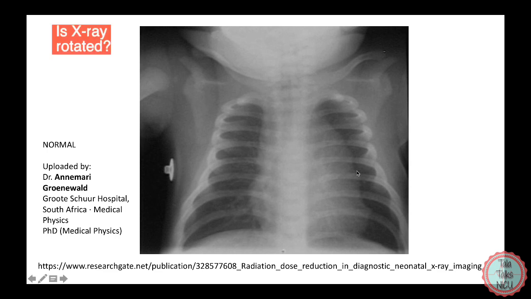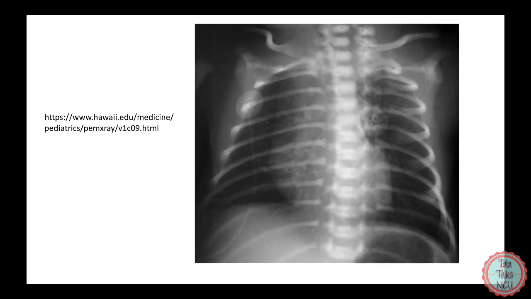Also, is the x-ray itself rotated, which means the x-ray won't come out completely symmetrical. This is an example of a rotated x-ray. So usually when this happens, it's because the infant is kind of rolling over a little bit to one side. Sometimes it's okay, like in this picture, it doesn't really affect your interpretation of the x-ray, but other times it's really hard to figure out what's going on, whether the lungs are collapsed or whether there's a pneumothorax or something.